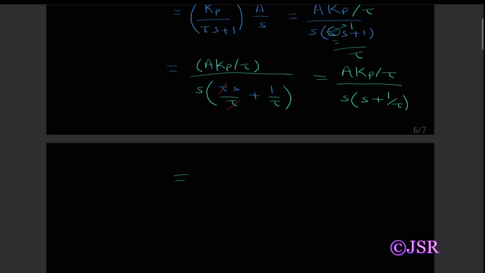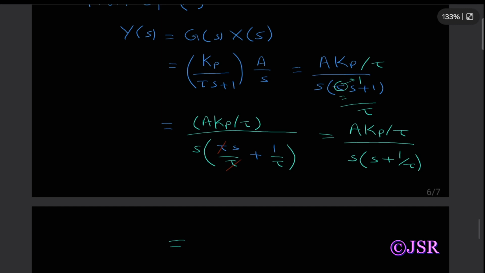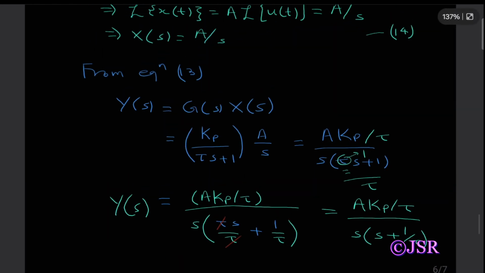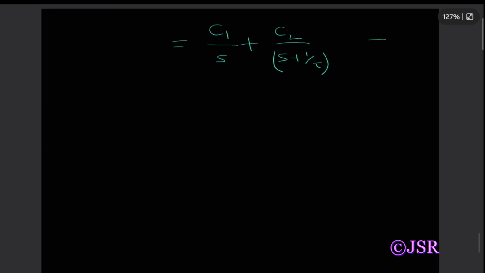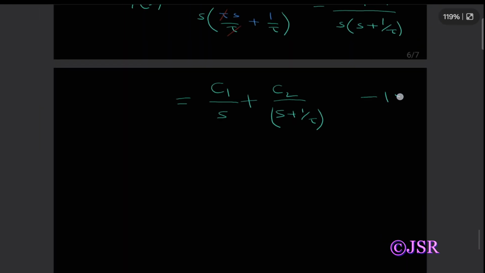So now we can express this y of s in terms of c1 upon s plus c2 upon s plus 1 by tau, where c1 and c2 are the constants which we have to find out. So let's say this is equation number 15.